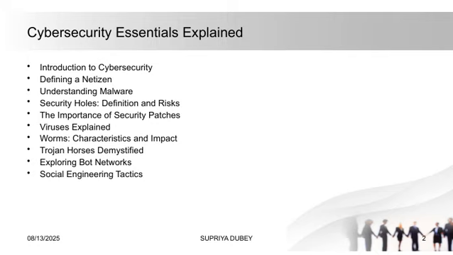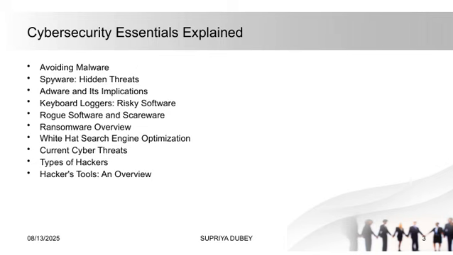All these concepts tie into the overall theme of cybersecurity awareness, which is essential for protecting ourselves in an increasingly connected world. Today, we're going to explore some of the essential aspects of cybersecurity that everyone should understand. First up is avoiding malware, which is crucial because malware can wreak havoc on your devices and data. One common type of malware is spyware, which secretly gathers your personal information without your knowledge, hence the term hidden threats.